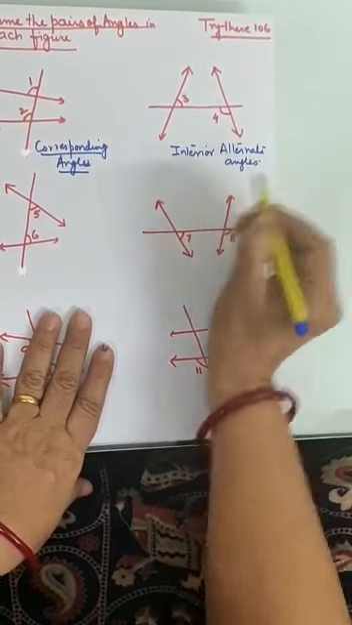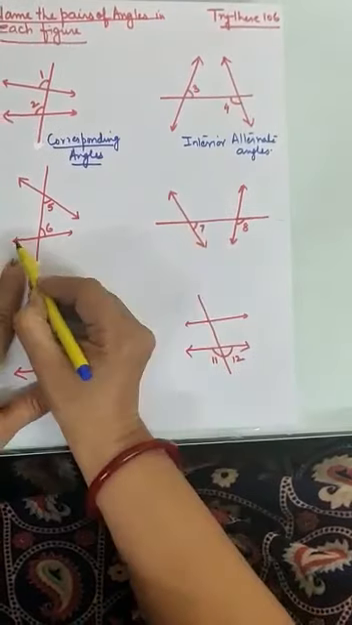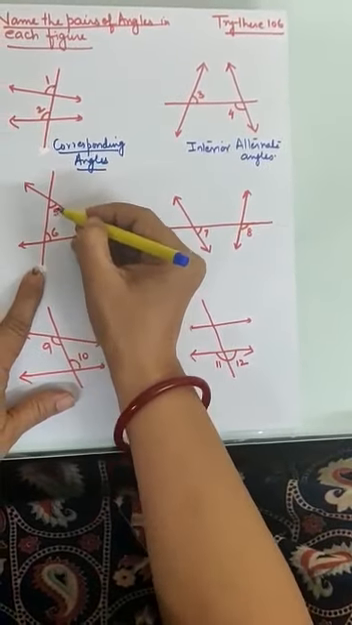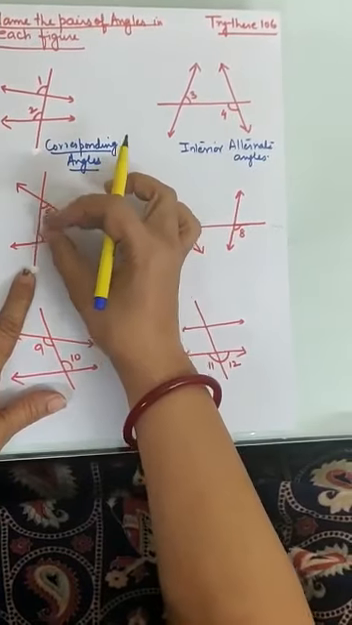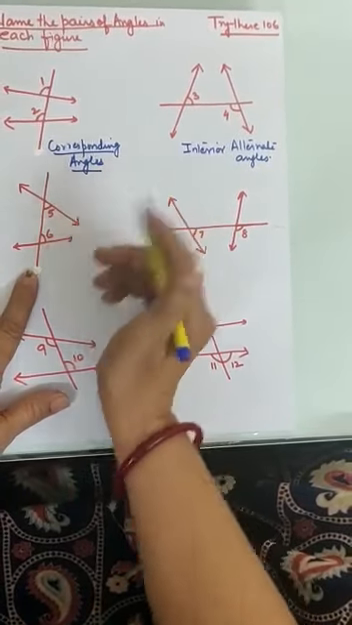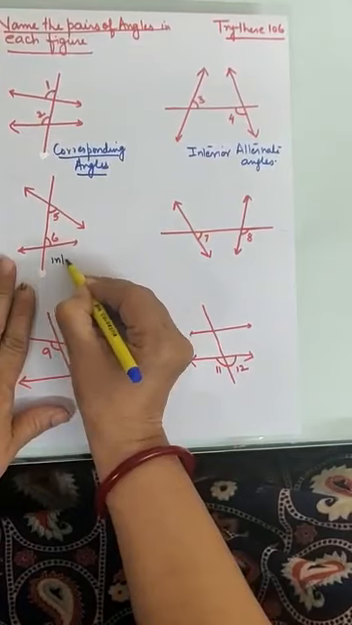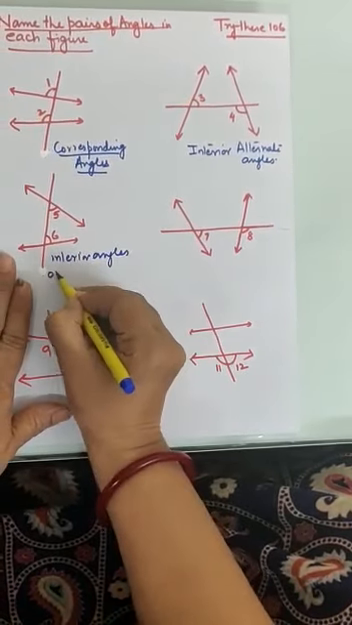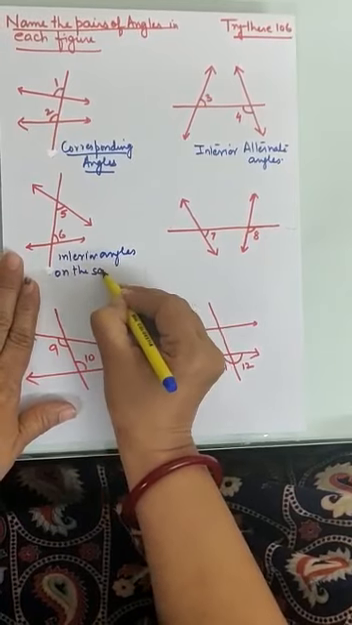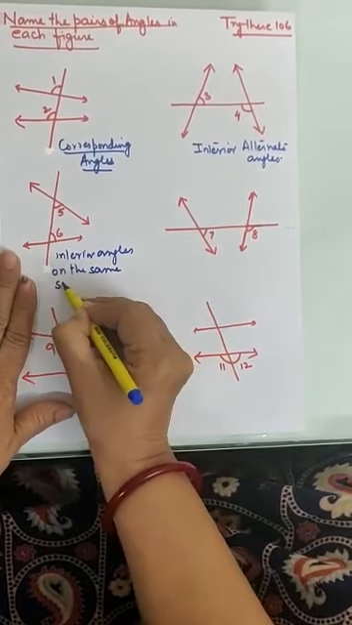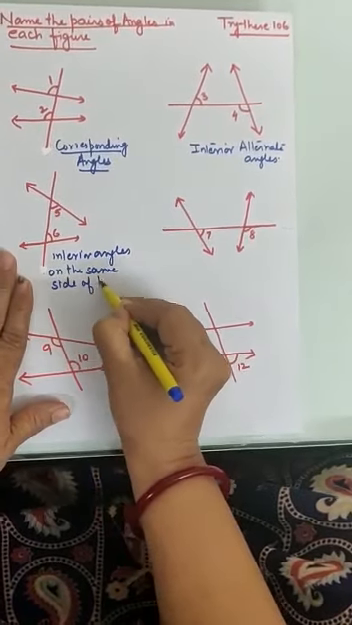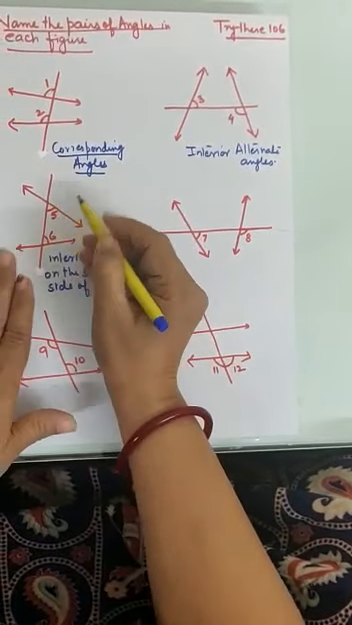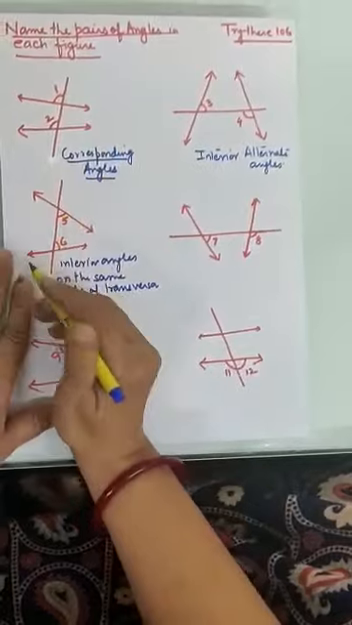Now see here. These are two lines. They are cut by the transversal. And these two angles, they are lying inside these two lines. So what do we call? Interior angles on the same side of the transversal. Because these two are lying on the same side, right?